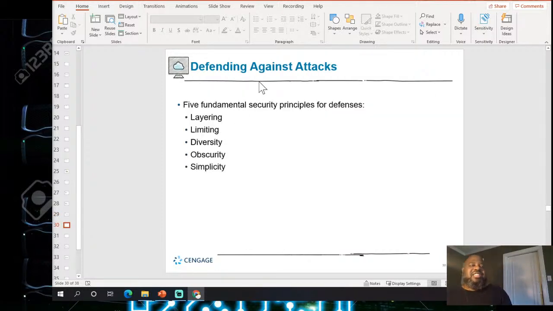Defending against attacks, five fundamental security principles of defense: layering, limiting, diversity, obscurity, and simplicity, right? And we're going to go over each one. There's a slide for each one.